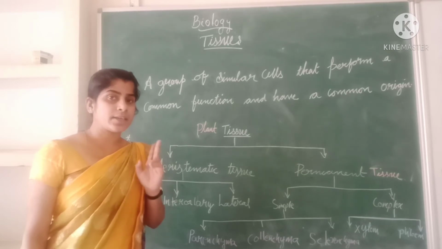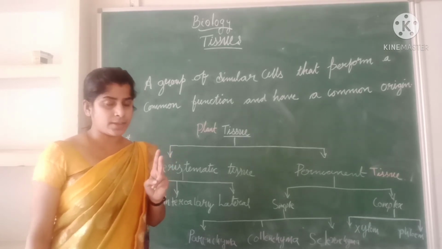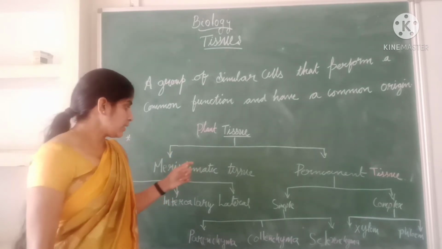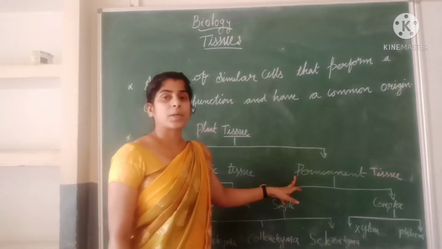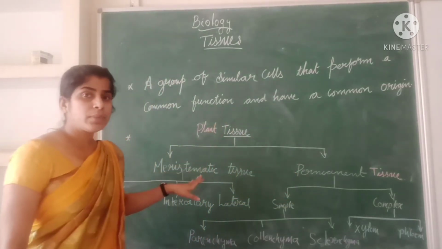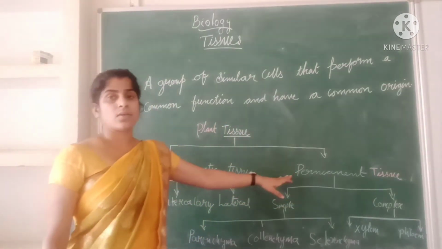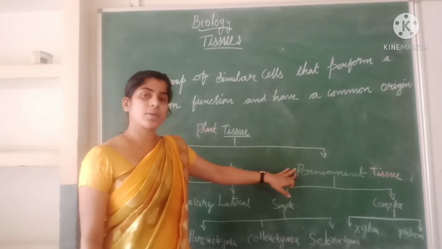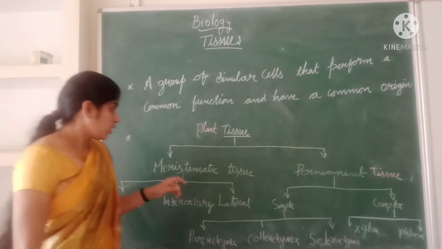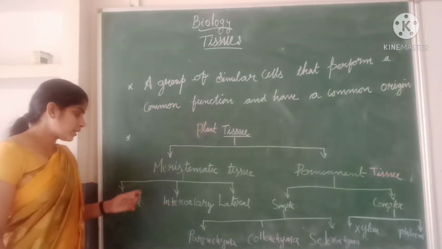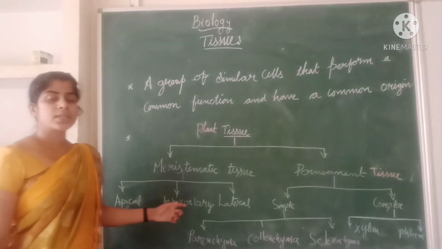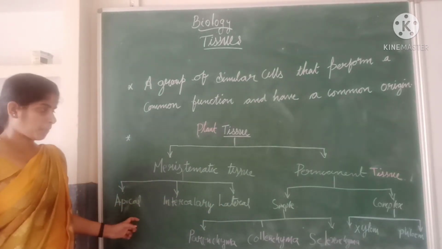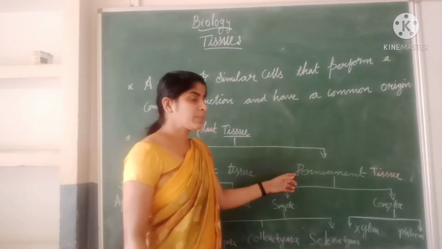These tissues are divided into plant tissue and animal tissue. Plant tissue is divided into two: meristematic tissue and permanent tissue. Permanent tissue means mature cells incapable of division. Meristematic tissue is divided into three: apical meristem, intercalary meristem and lateral meristem. And next is permanent tissue.